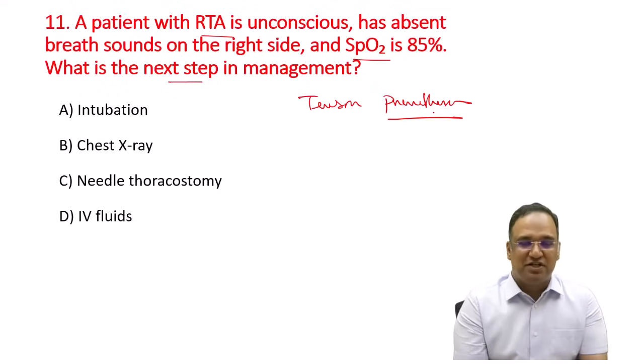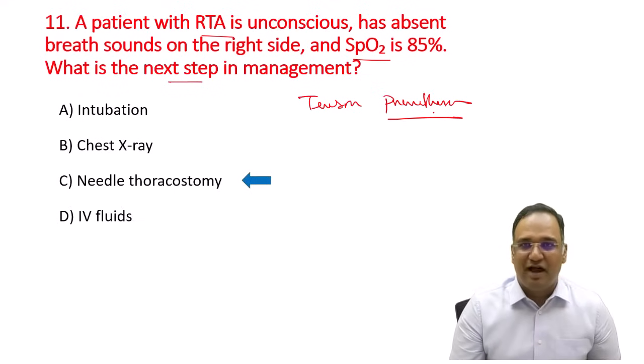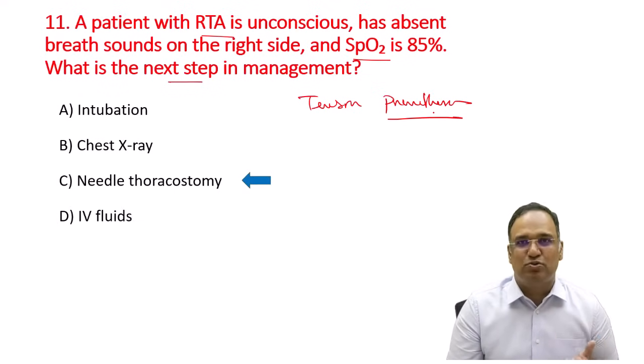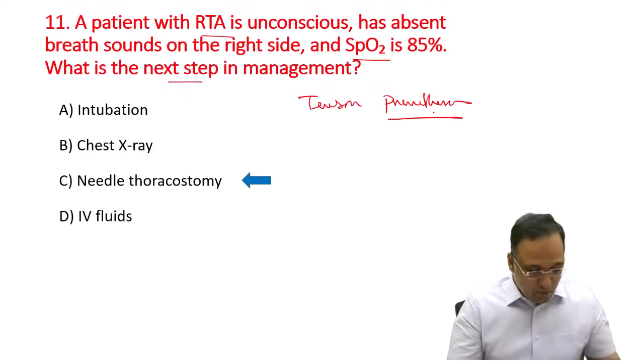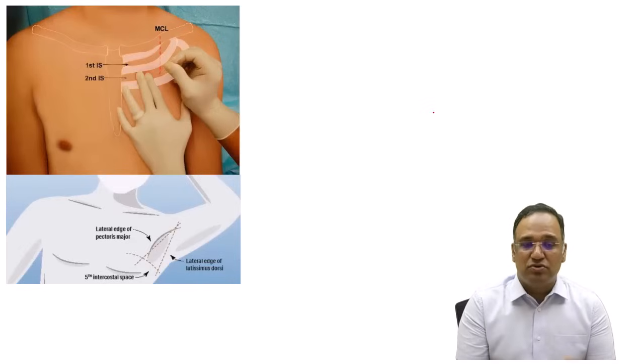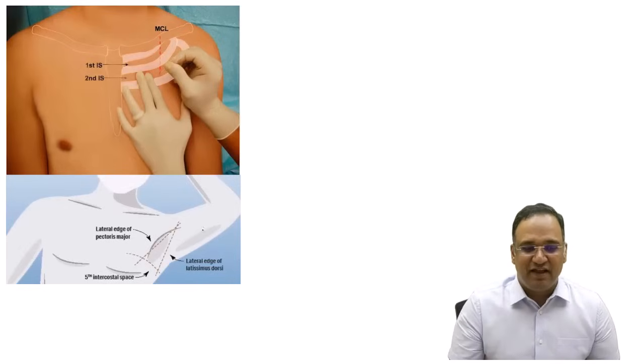The best way to decompress is to put a wide bore needle in the second intercostal space towards the apex of the lung to let out the air inside, so that the patient becomes a little better. Then you need to do a chest tube insertion in the triangle of safety.